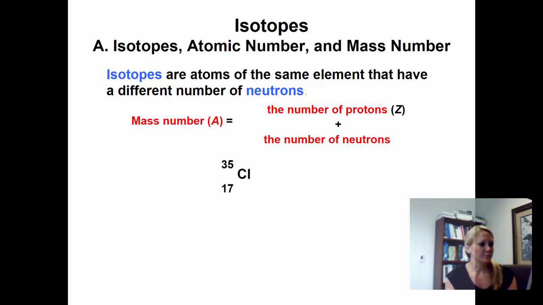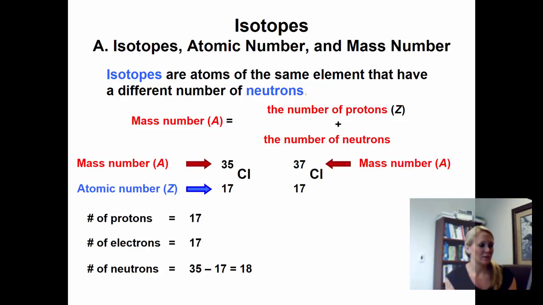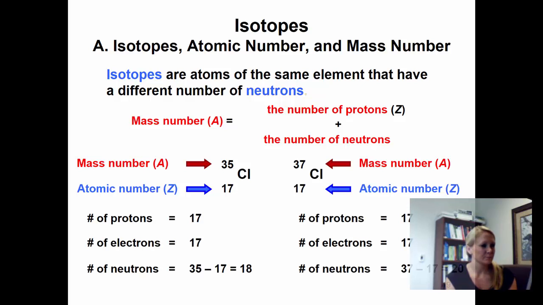All right, so we're going to use an example here. The mass number for an isotope is when we add up the number of protons plus the number of neutrons. Most of the elements on the periodic table exist in two or more forms, meaning they have two or more isotopes.